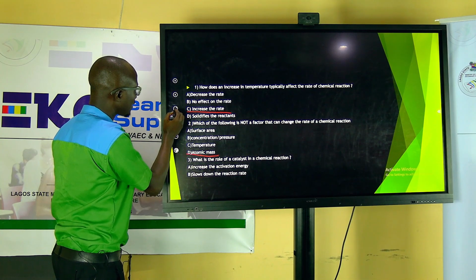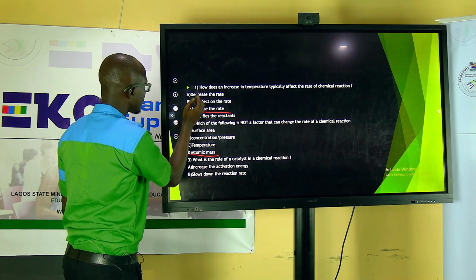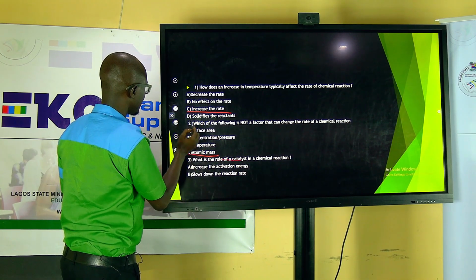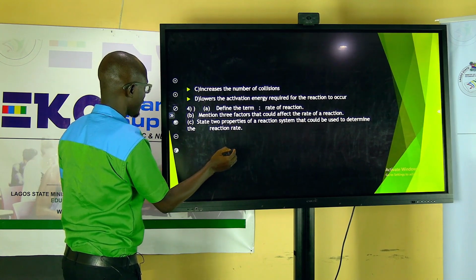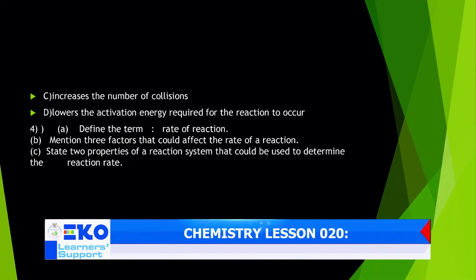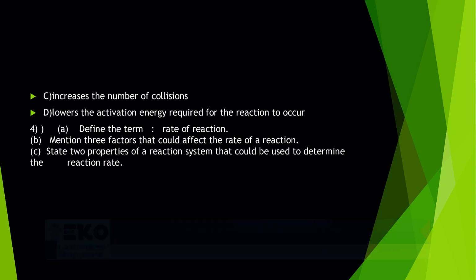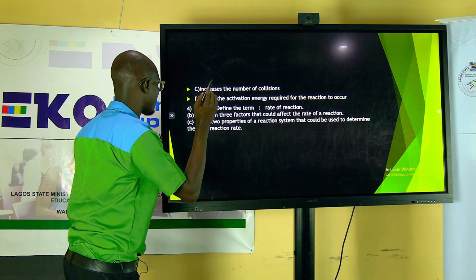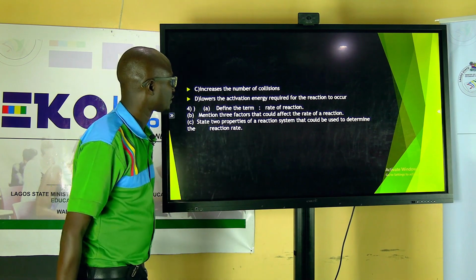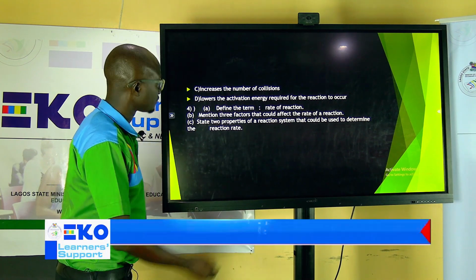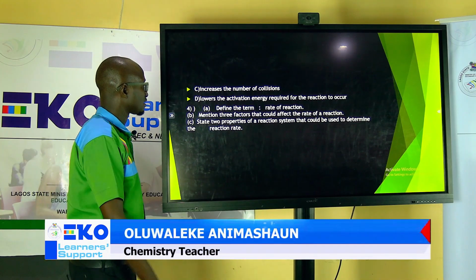Let's check the other options. C, increases the number of collisions. D, it lowers the activation energy required for the reaction to occur. Very good. That is the answer. It lowers the activation energy for the reaction to occur. So D is our answer.